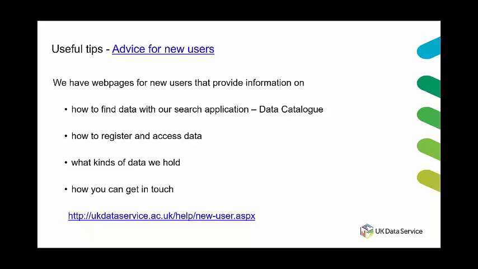At the very bottom of our homepage, down near the Contact Us and Legal Bits, we have a link of advice for new users, and it'll take you to guides that we've set up specifically for those who are coming to the service for the first time. We've got all kinds of resources about how to find data with our data catalog, how to register and access the data, what kind of data we hold, and of course there's a listing of more webinars on all kinds of data, including our census data, microdata, longitudinal data, and you can get all of those online. You can also find out how to get in touch with us and how to send a help desk request.